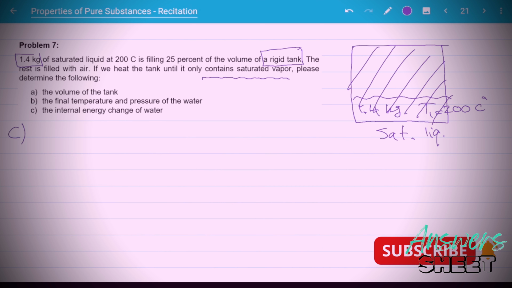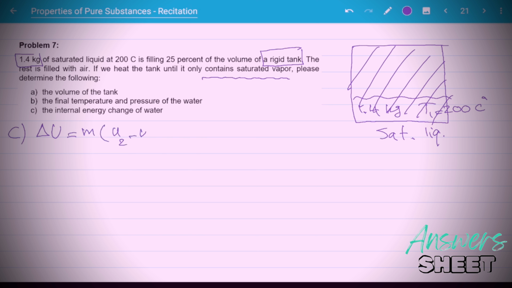Okay, for part C, we are asked to find the internal energy change of water. So we are looking for delta capital U, which is the mass times small letter u2 minus small letter u1. At state 1, we know that we were dealing with saturated liquid, right? So u1 is the internal energy of saturated liquid at T equals 200. I'm going to read it from the tables. That will be 850.46 kilojoules per kilogram.